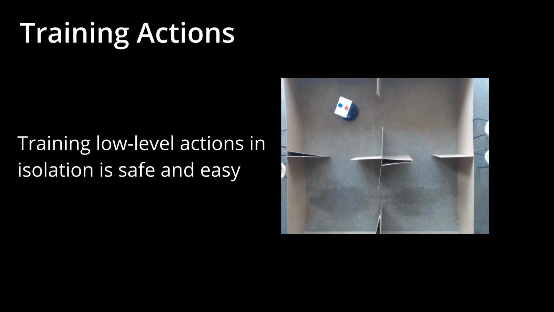Training the robot to perform these low-level actions in isolation is relatively easy and safe, compared to learning to perform the full task. This merely requires a mapping from states in the simulated environment to some representation of the real-world environment. In our experiments, this is achieved by suspending a webcam over the environment and using color detection to locate the robot.